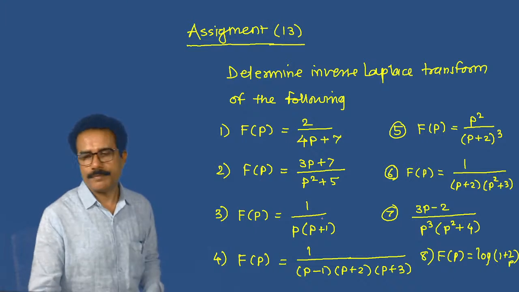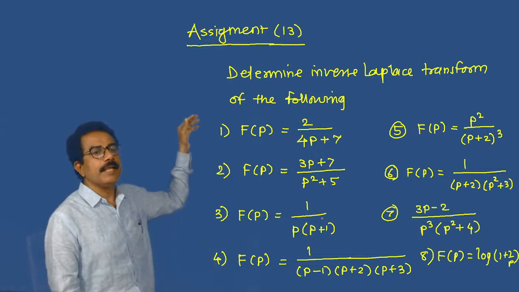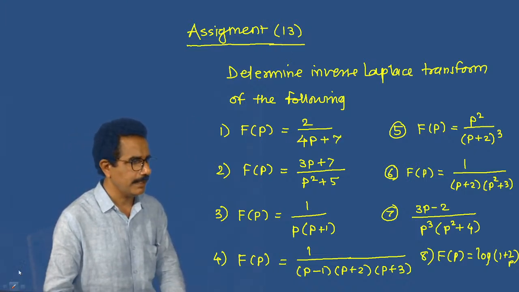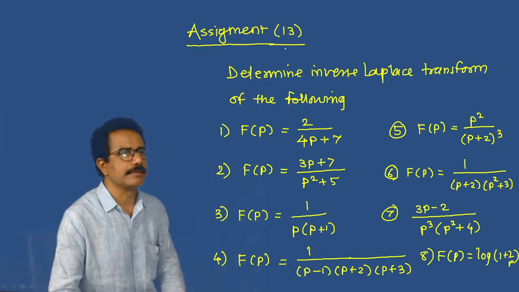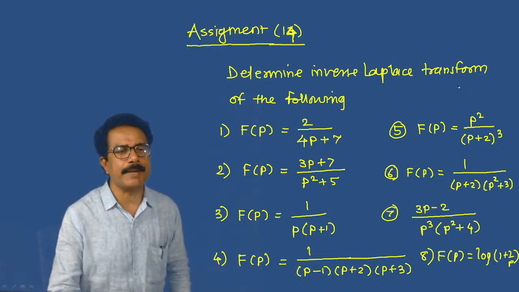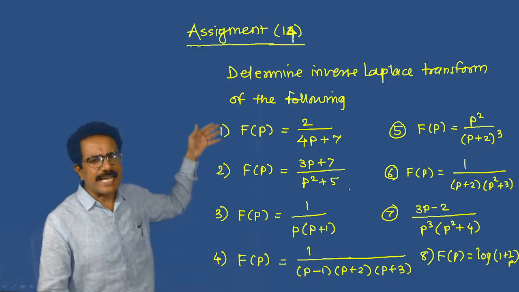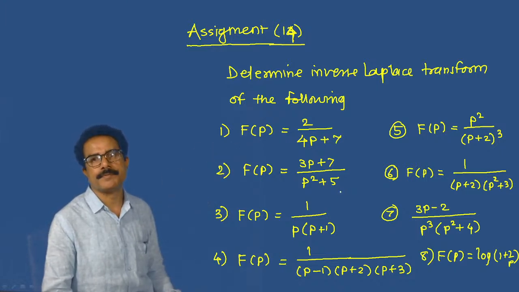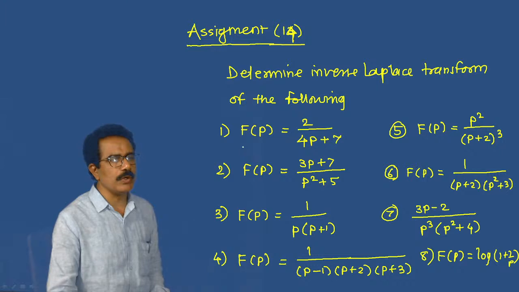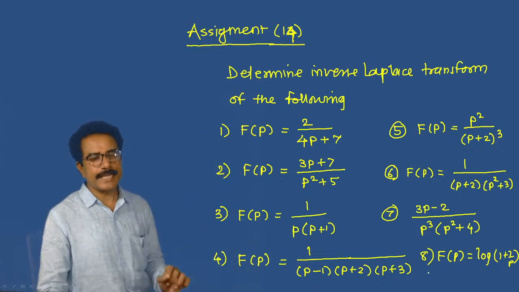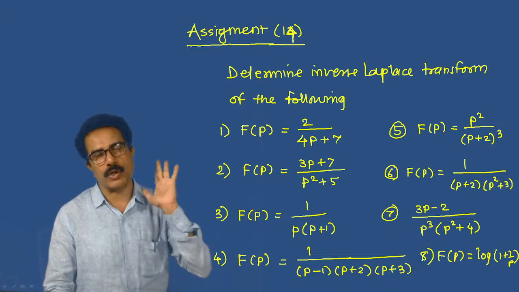Okay. Now students, these are the assignments. This is assignment number 14. Determine the inverse Laplace transform of the following. These are the same problems as in the previous example. So L of f of p is equal to 2 divided by 4p plus 7. These are a total of 8 examples you have to solve.